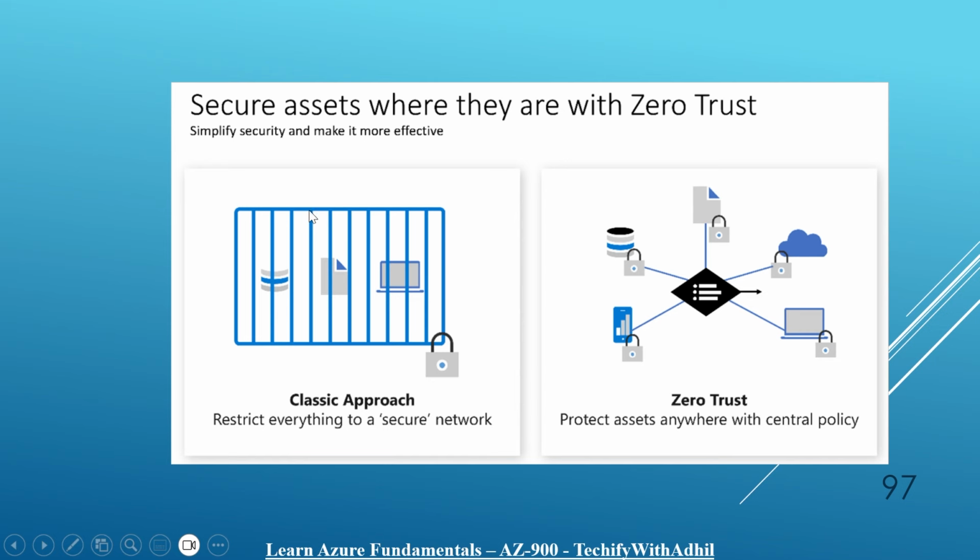So here you can see the classic approach. We just give a restriction to everything, like in our office, where we have our database files and our computers, everything locked in. So we are securing the network and believing that whatever is inside our secure network is safer to use. But the other way, in Zero Trust, protects access anywhere with a central policy.